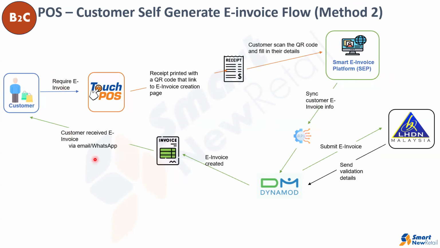So this is the best method. Just ask your customer to self-service, unless it is an auntie or uncle who doesn't know how to use a phone to scan. So that is how method one came about. Your cashier has to help them to fill in the information.